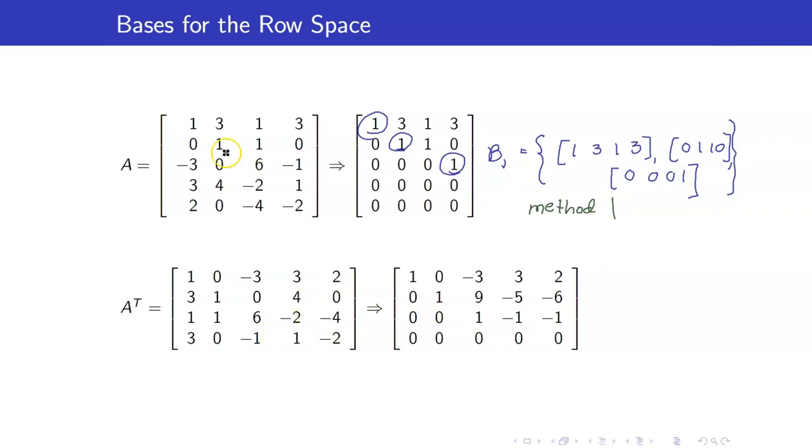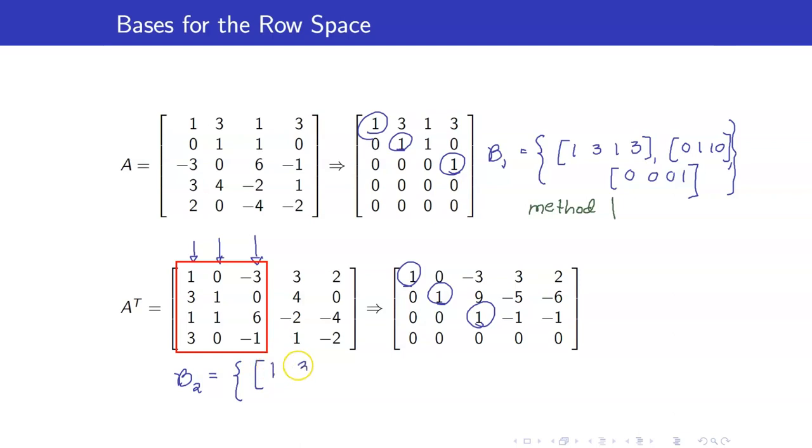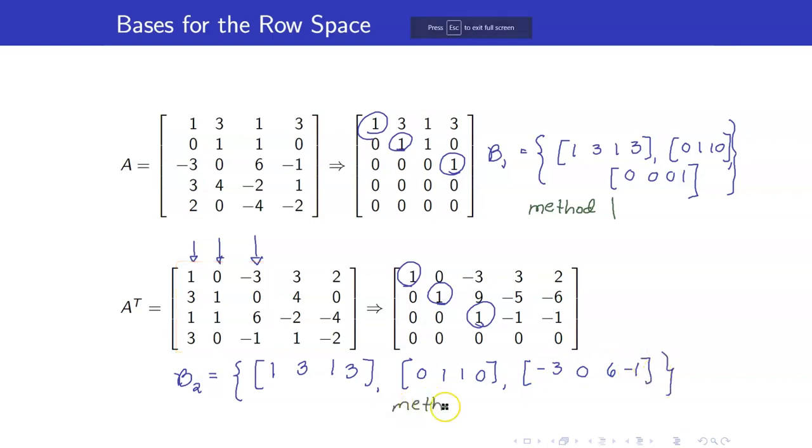And for the second method, we just transform the rows into columns and turn that into its REF. The pivot columns will be here, here, and here. And then get the corresponding columns. And therefore, what would be a basis for this? We now transform this into rows. This is the basis that will be obtained using method 2.